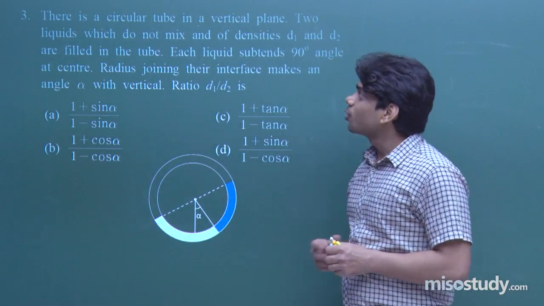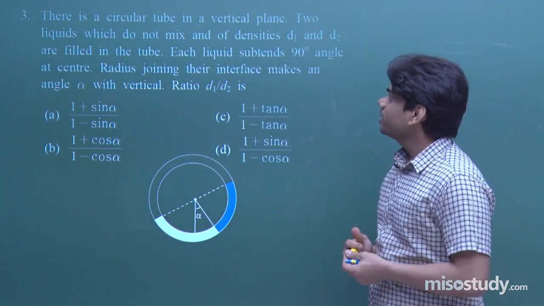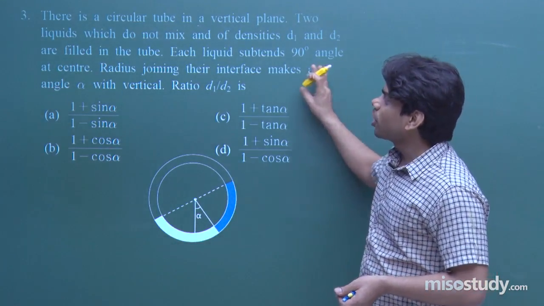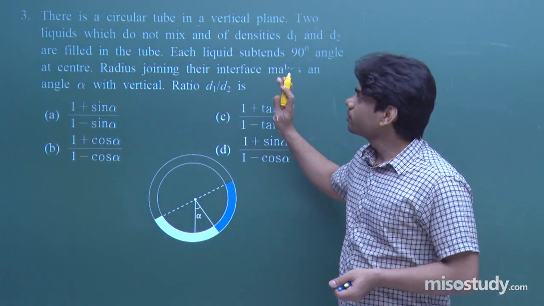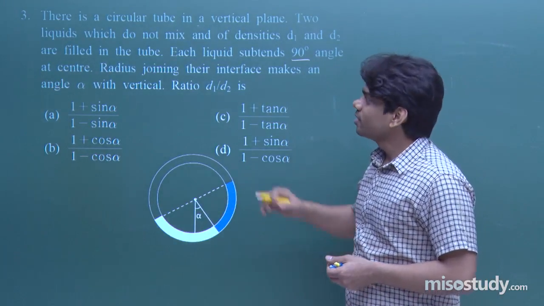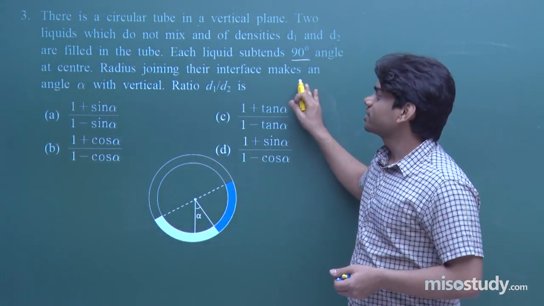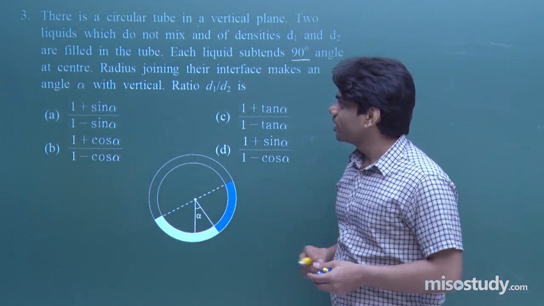There is a circular tube. You can see a circular tube in a vertical plane. Two liquids which do not mix and of densities d1 and d2 are filled in the tube. Each liquid subtends a 90-degree angle at the center. The radius joining their interface makes an angle alpha with the vertical. You can see that the radius joining their interface makes an angle alpha with the vertical.